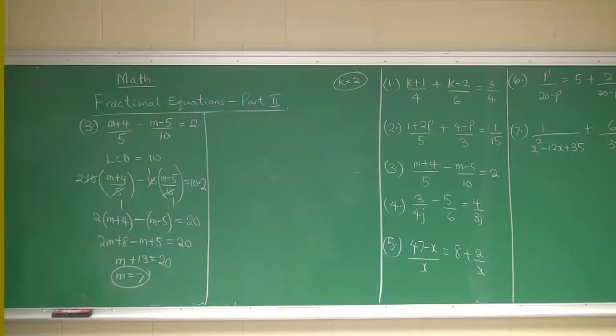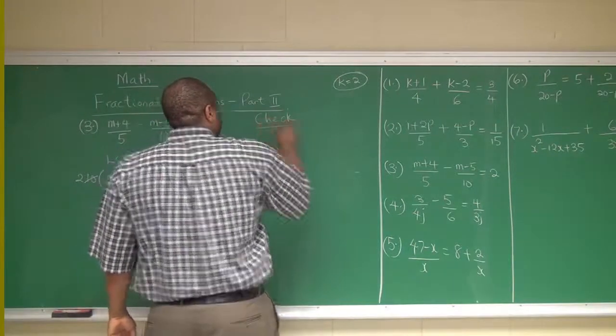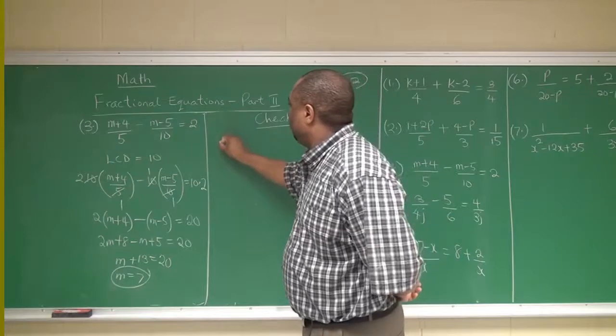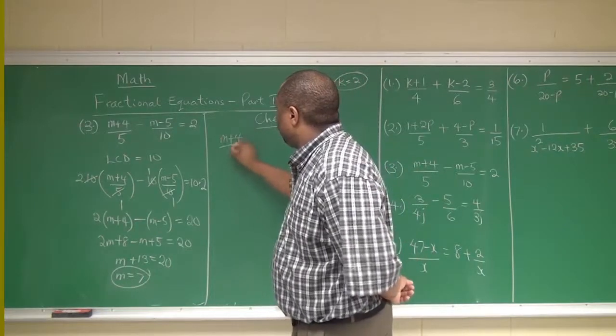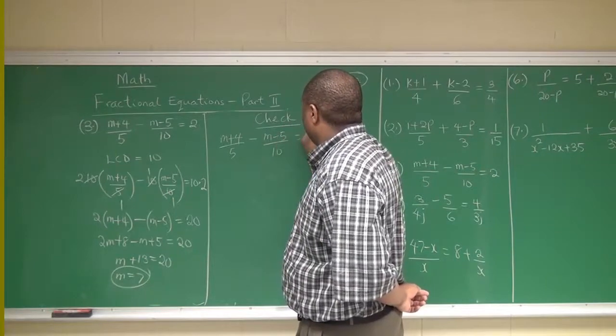Do we stop here? Nope. What do we do? We check. We write check here. Then what do we do next? We write the main problem, (m + 4)/5 minus (m − 5)/10 equal to 2.